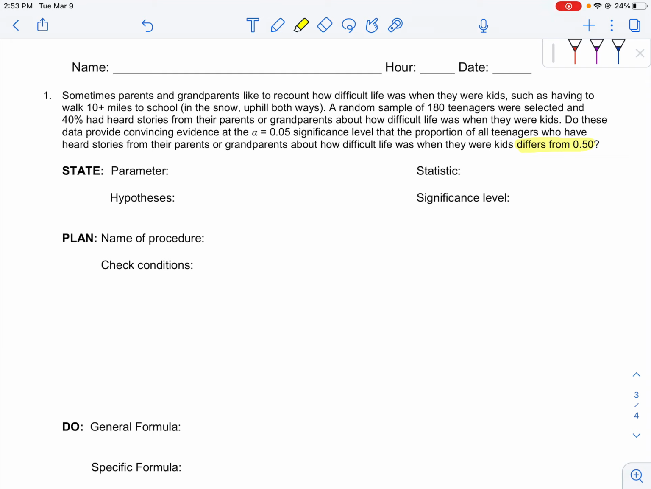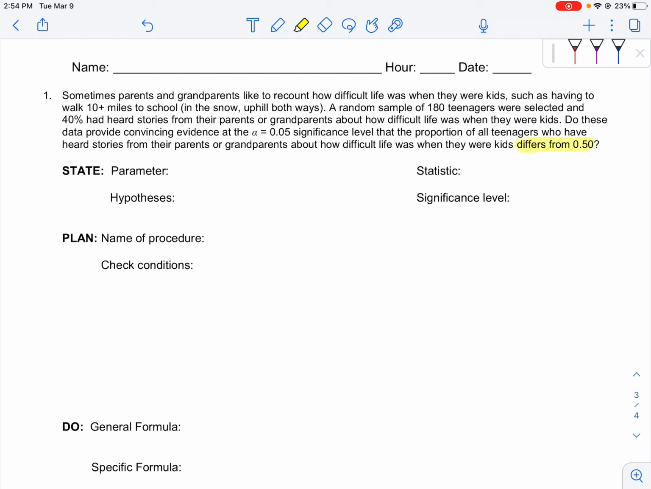When you say differ, technically it's different from. We don't know if it's greater than 50% or lower than 50%. What we have here is that we don't know. So this is what we call the two-sided. Either it's below or above. We're just sure that it's different from the proportion that we have.